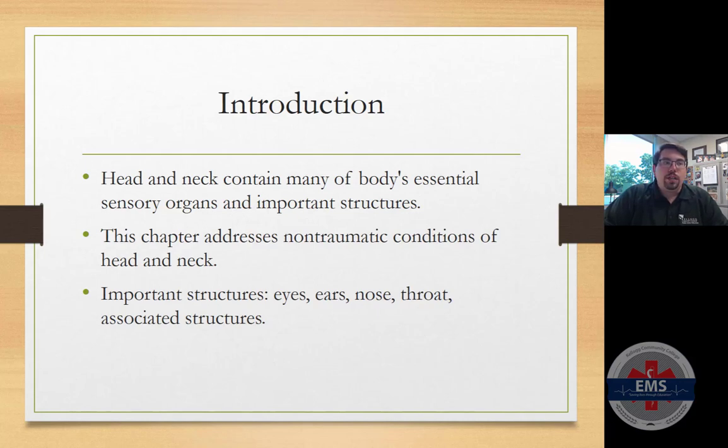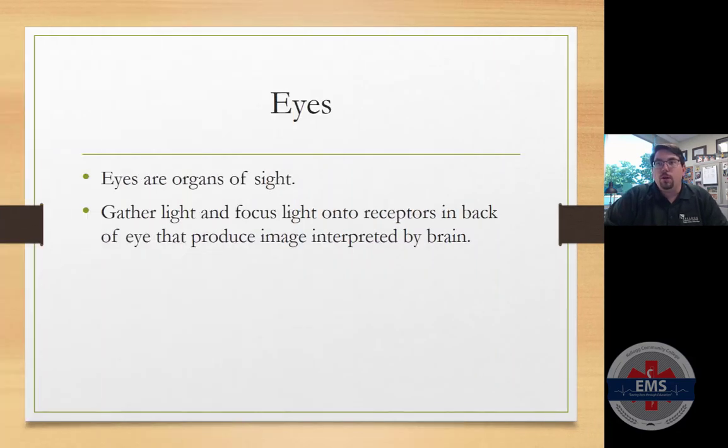One of the things that's important here is that the numerous important structures contained within the head and the neck are going to include core things like the eyes, the ears, the nose, the throat, and any of the other associated structures. And we'll dive into that a little bit more here as we go.